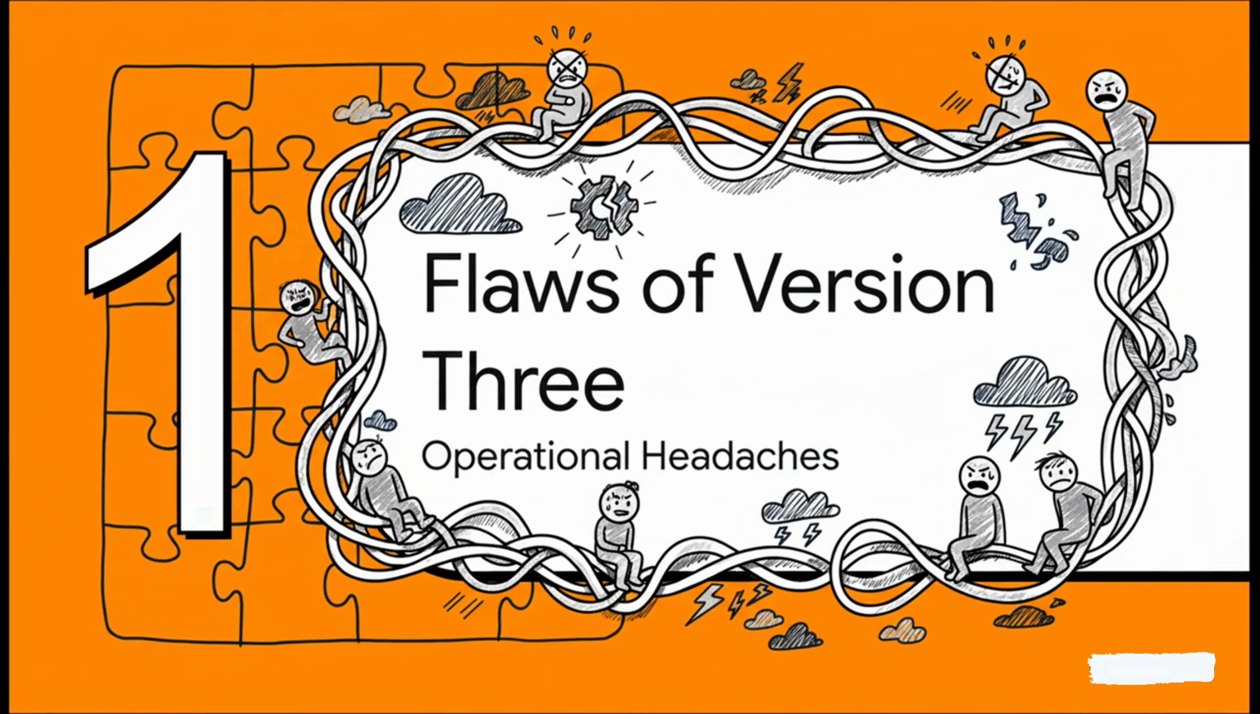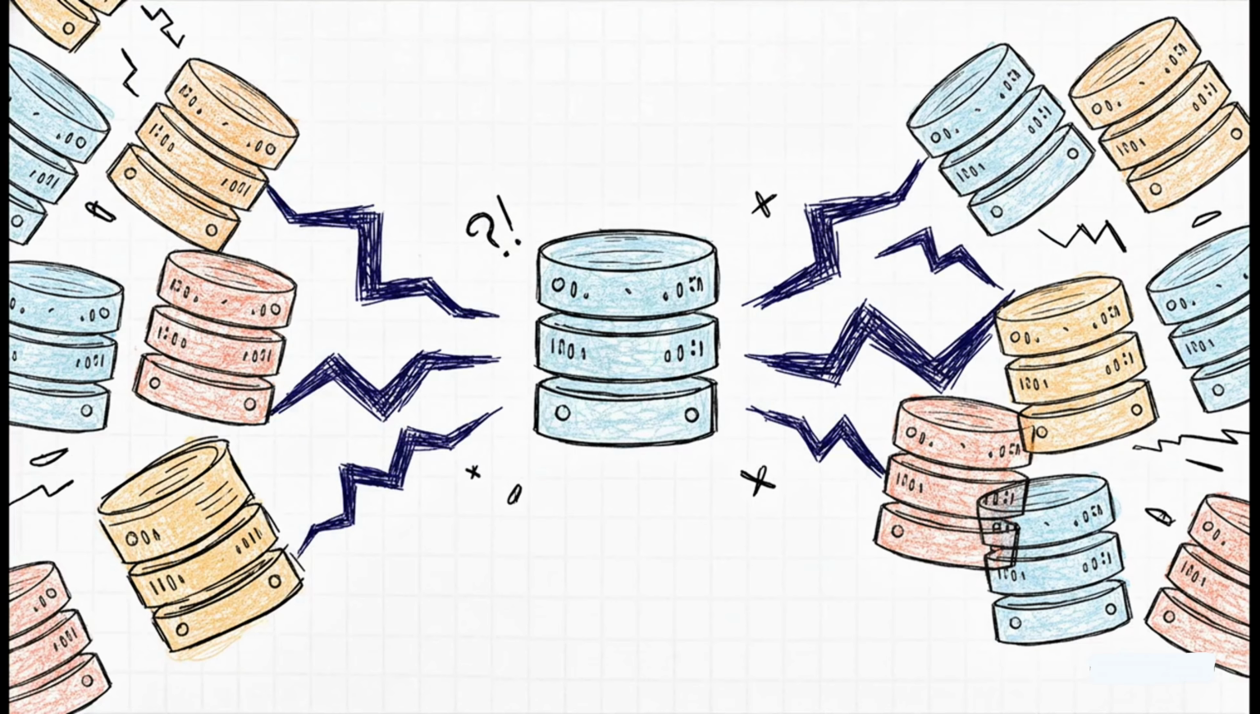Starting with Section 1. The flaws of version 3 and those operational headaches. To really appreciate the improvements in this new version, we kind of have to clearly understand the before state. We need to look at what SREs were actually fighting against every single day. And the absolute biggest grievance for a lot of teams was that the chart basically had zero awareness of existing cluster services.